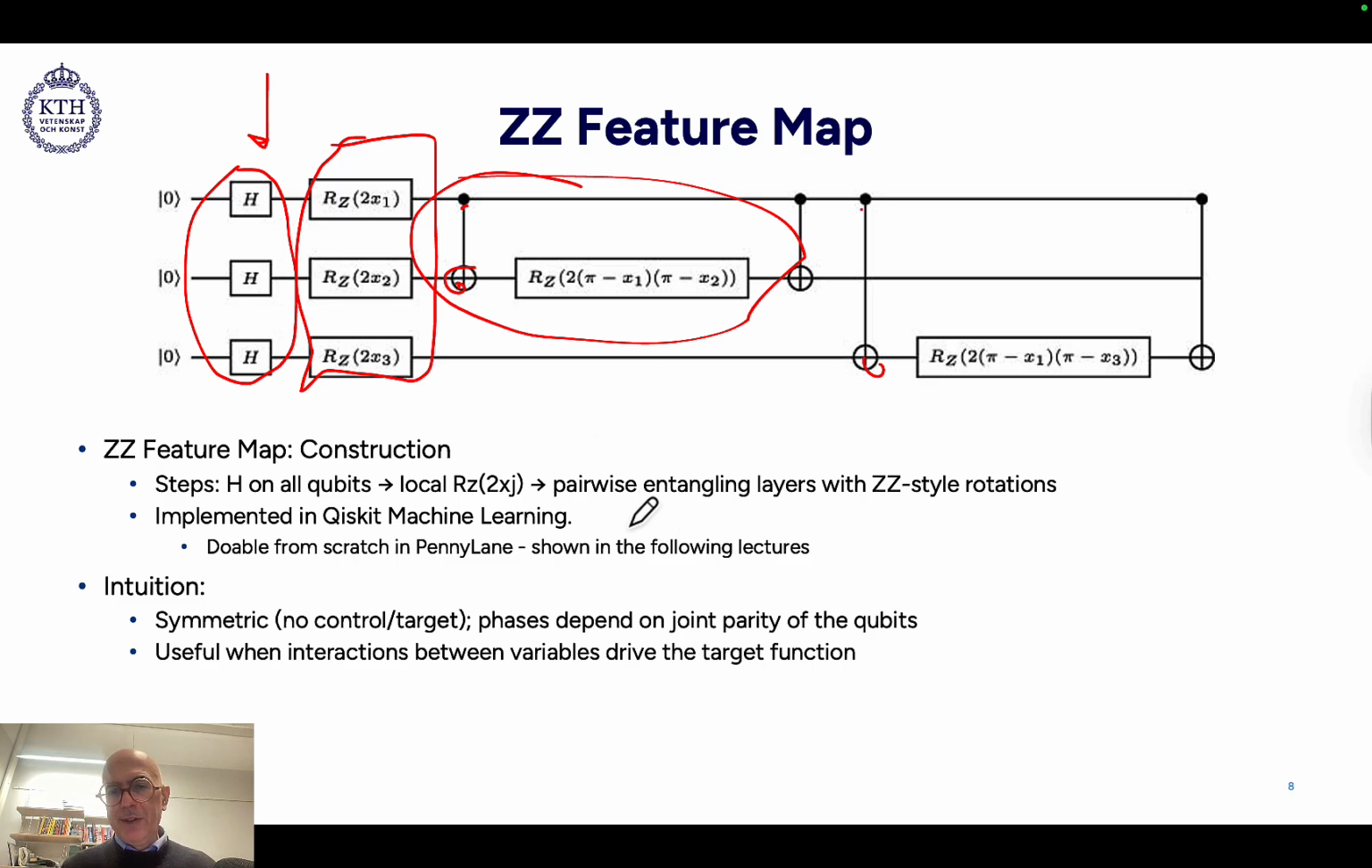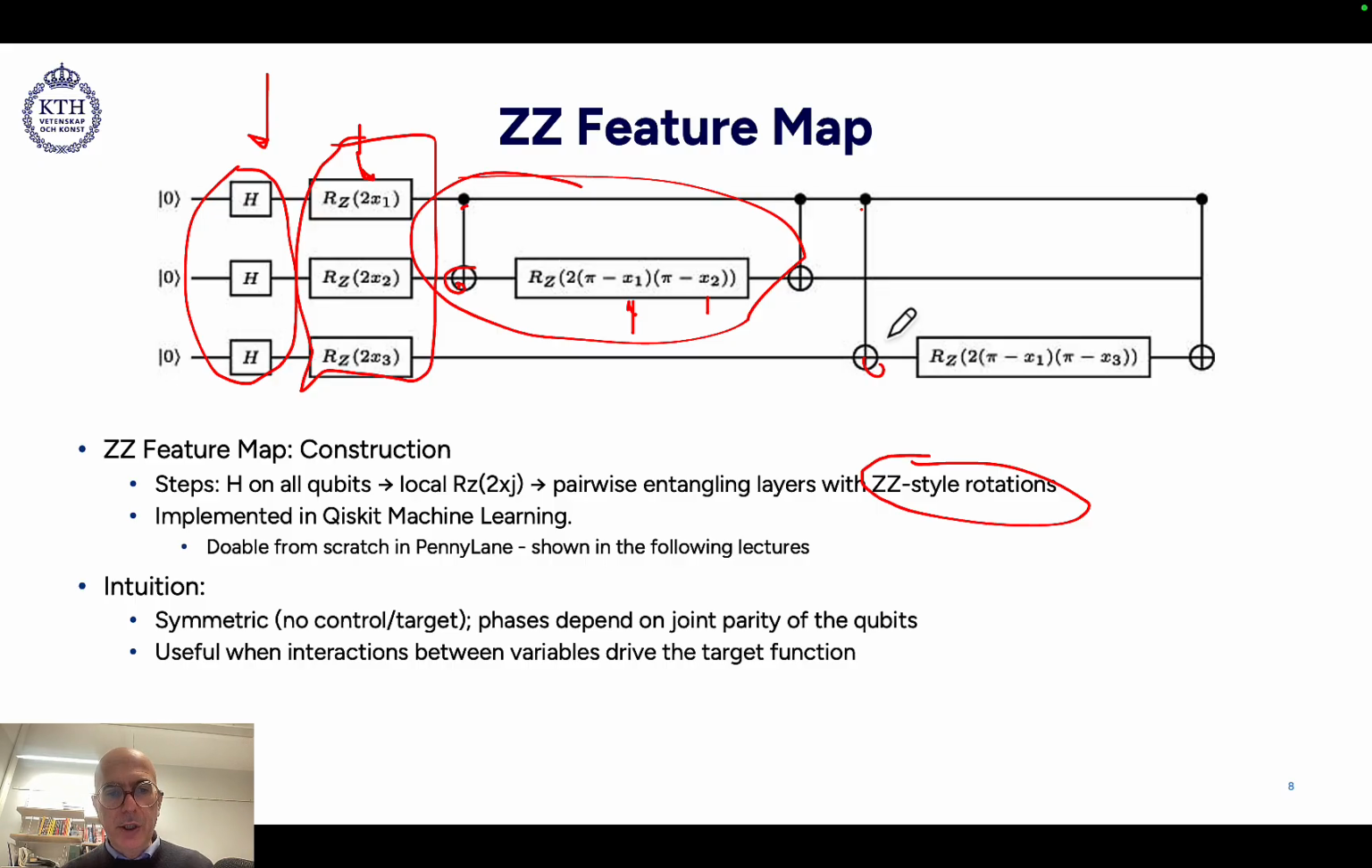So these pairwise entangling layers use ZZ-style rotations, and note also that we are including our data here, not only here. So these are basically an angle encoding, and then we add an additional encoding of the angle using this ZZ-style rotation. This is implemented in Qiskit Machine Learning. In PennyLane it is not implemented, but it is doable. And actually, in the next lecture we also write code and provide it to you in Canvas.